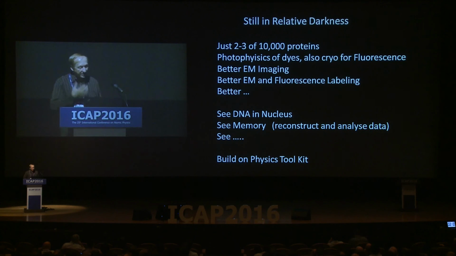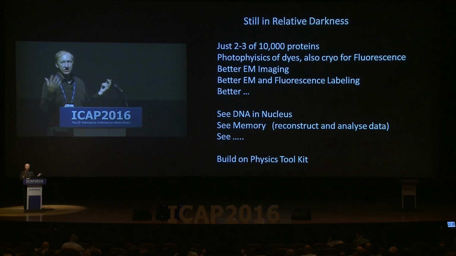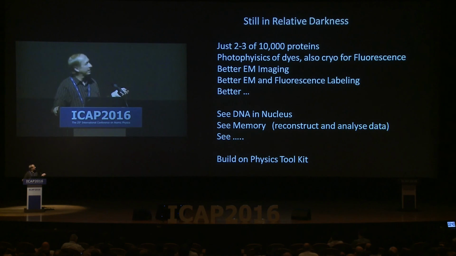So just summarizing up, I think this is nice, but we're still in relative darkness compared to the problems in biology. In fluorescence microscopy, we're just imaging 2 or 3 out of potentially 10,000 different proteins which are active in the cell. And there's still a lot of room for improvement. We're actually looking at now, what is the photophysics that dies at cryogenic temperatures? And we really have to go back to the basic principles, triplet states, what's going on in the transition to understand that. We clearly need better imaging, EM imaging, and maybe combine it someday with the fluorescence imaging. And there are a lot of fun problems to go after.